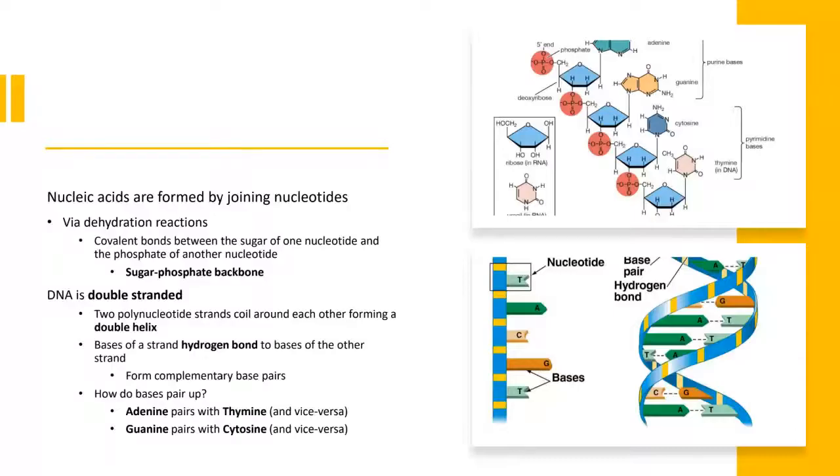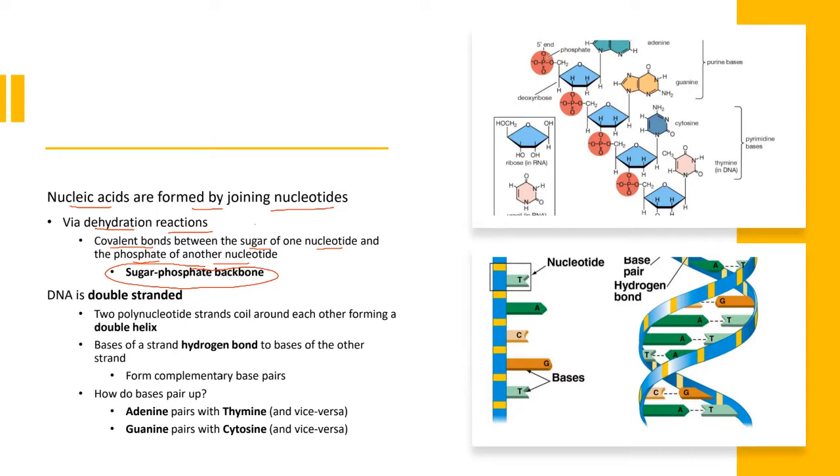Okay, let's wrap up this section on nucleic acids. I already showed you what a nucleotide looks like. Now we're going to focus mostly on the nucleic acid portion, in the polymer. Just to recap, nucleic acids are formed by joining nucleotides via dehydration reactions, and I showed you that in my previous video. What do we make? A bunch of covalent bonds between the sugar of one nucleotide and the phosphate of another nucleotide, and we form something called the sugar phosphate backbone.